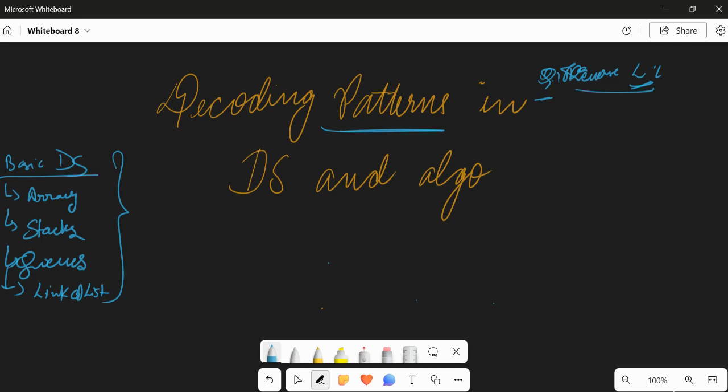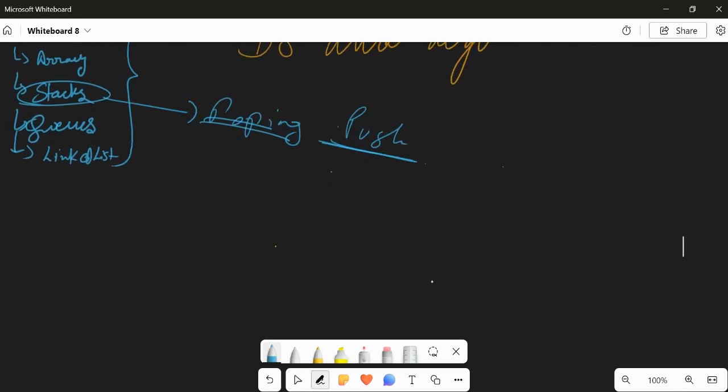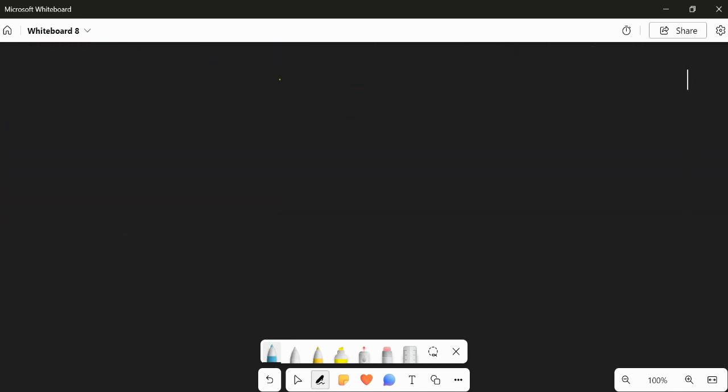Okay, one more example I am trying to give you is a pattern for stacks which I see, right? One pattern example can be popping from the stack. You need to know when to pop and when to push into the stack. If you know when to pop and when to push, that means you are able to do any questions related to stack, right?